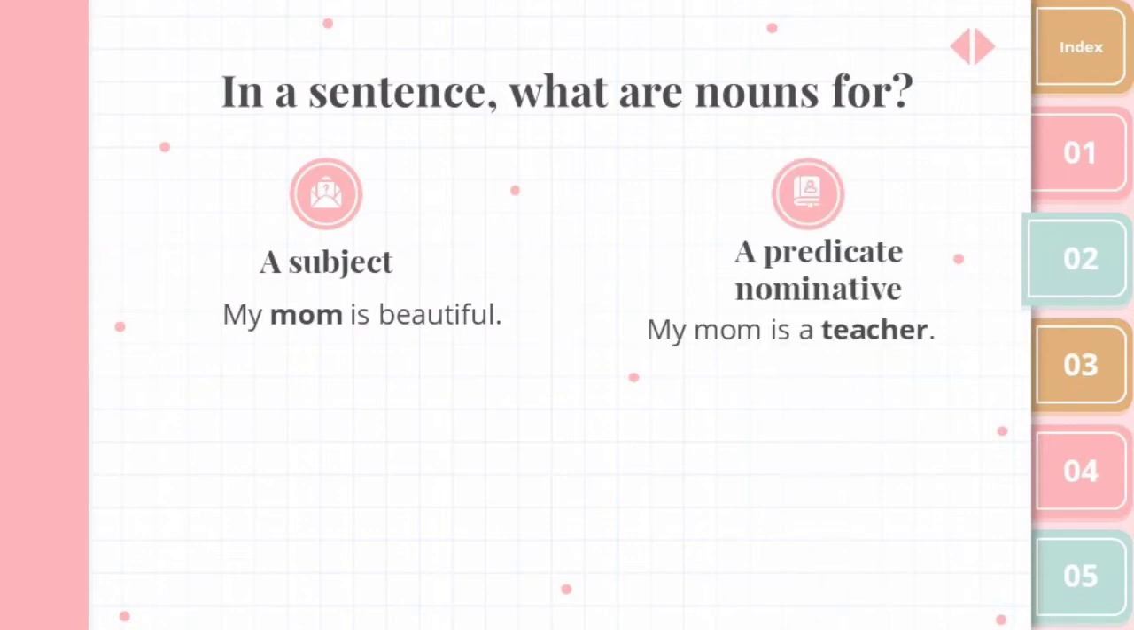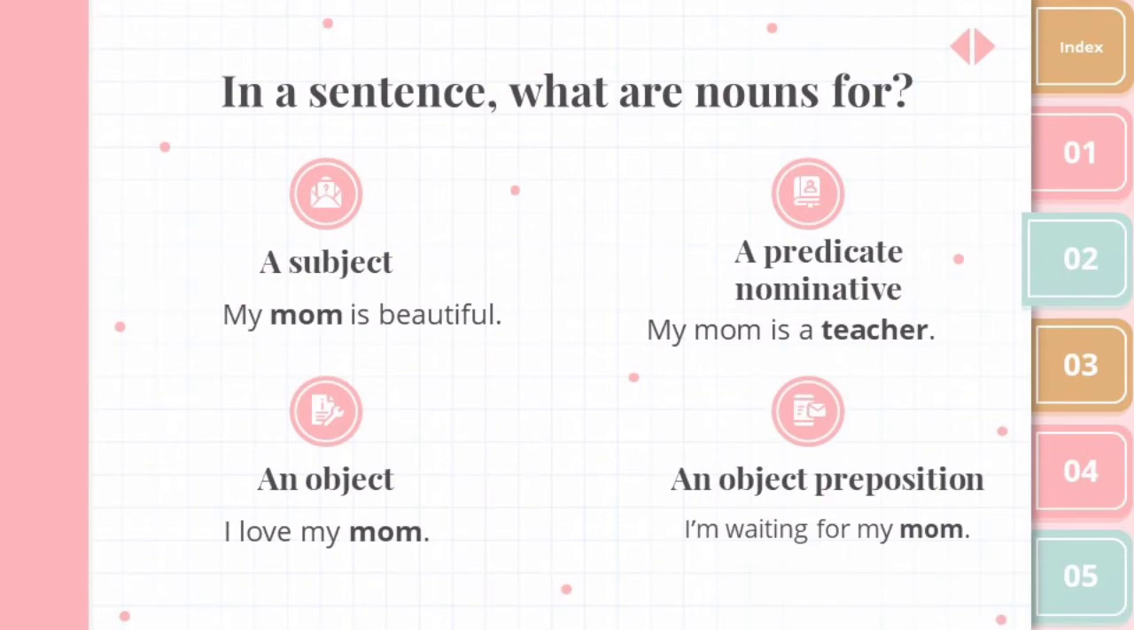The second function of a noun in a sentence is a predicate nominative. As you can see, the word teacher in the sentence becomes a predicate nominative because the word teacher gives identification of a subject, my mom. The third function of a noun in a sentence is an object. In this sentence, I love my mom, the word mom becomes an object from the verb love. Some verbs need an object, and the part of speech of an object must be a noun.